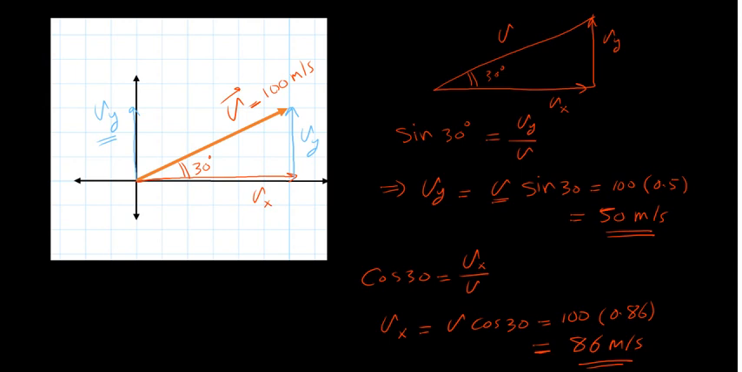So this way, finding the horizontal component and the vertical component depends on the angle location. So we can identify which one is going to be the cosine and which one is going to be the sine, based on the definition of the adjacent and the opposite.